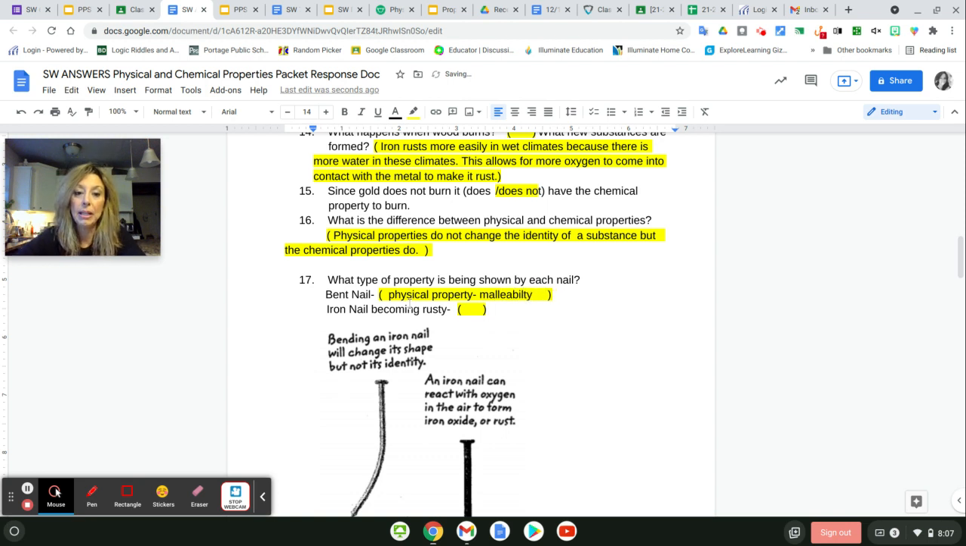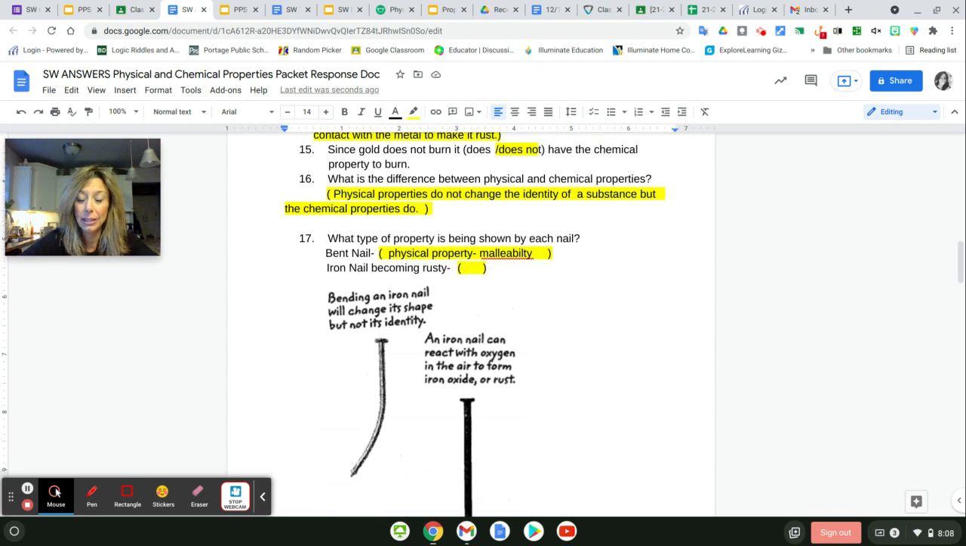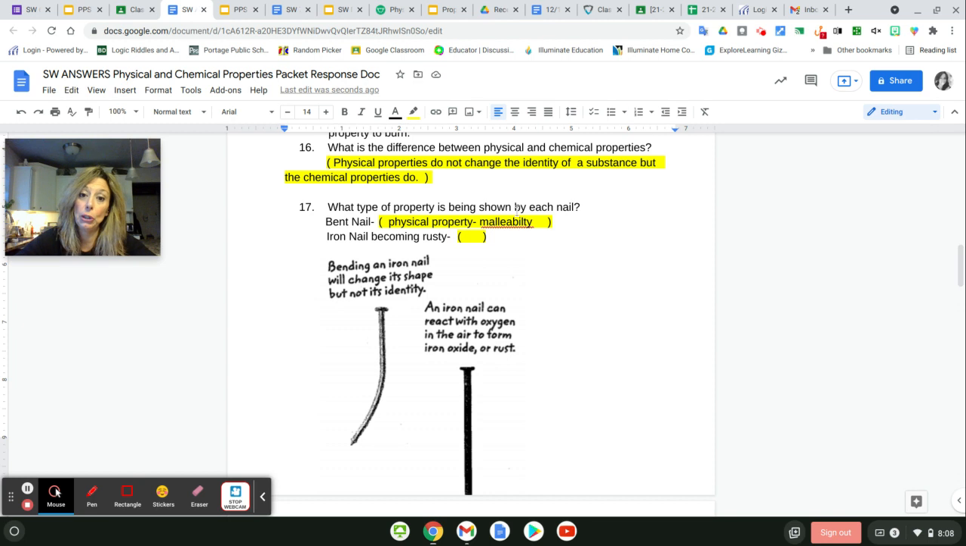Okay, how about the iron nail becoming rusty? So we're actually changing the iron, having it become something new. Rust, which wasn't there before. So that is a chemical property, and that would be reactivity.